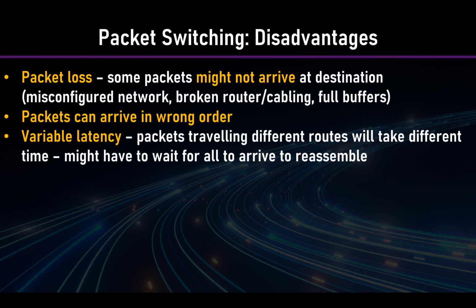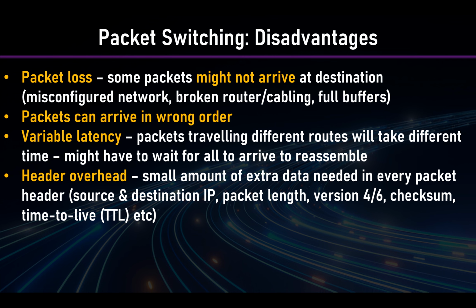Also variable latency, so some packets are going to travel a quick route, some packets are going to travel a slow route, and you might have a situation where you're just waiting for one packet to arrive. Of course, you can actually process those packets that have already arrived until you get the one that you're waiting for. And I've put this one in orange since it's honestly not that important usually.